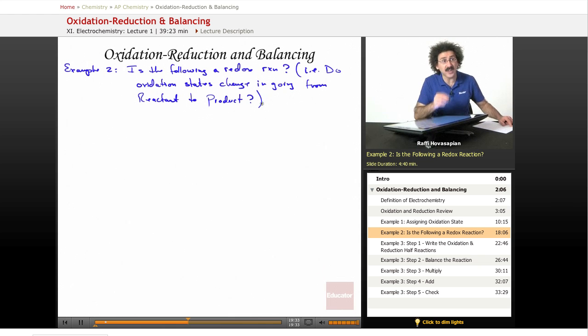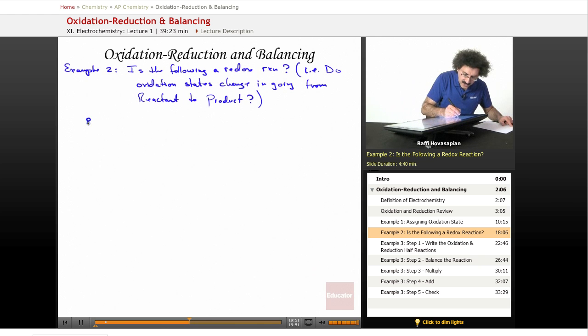You assign oxidation states to each thing in that equation, and then you check to see on both sides, like the iron on the reactant side and the iron on the product side, has the oxidation state changed? If it has, it's an oxidation-reduction reaction. Electrons have been shifted around.